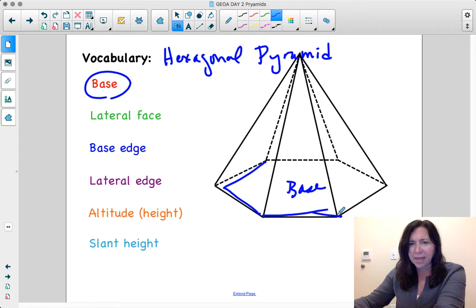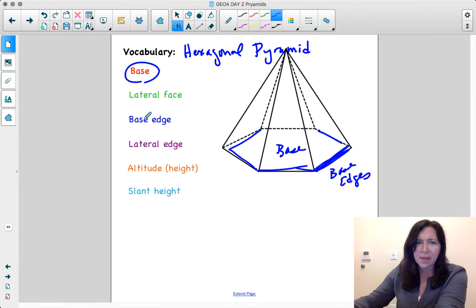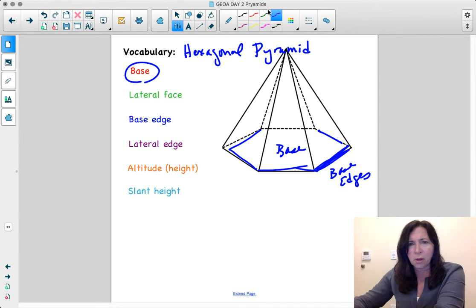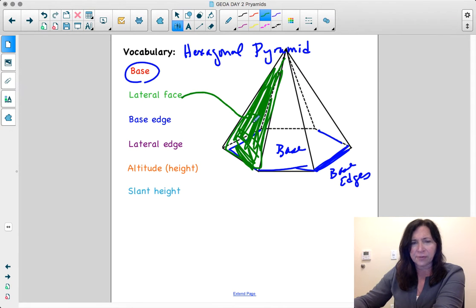And if that's my base, then these sides here are what we call base edges. We know also that this side here, see that? That's what we call a lateral face. See how it pops out? That's a lateral face. A base edge, just talked about that. And then we have a lateral edge. So this length here is an edge. That's my lateral edge.